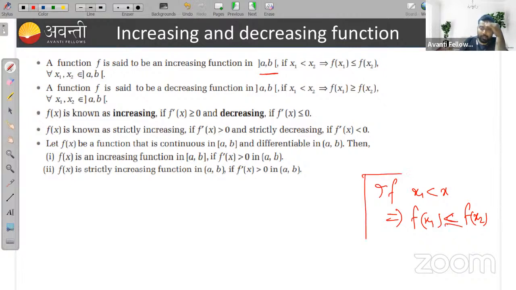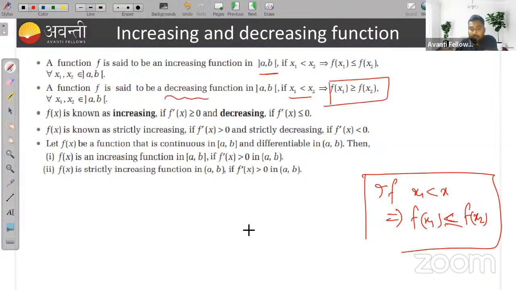Yes, if this satisfies, then I will call the function increasing, okay. Similarly, if this is the condition: if x1 is less than x2 and you are getting f of x1 is greater than or equal to f of x2, then you can say this function is decreasing, okay. Simply you can take any example.